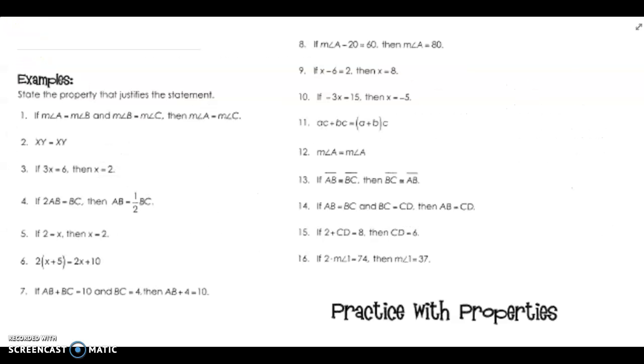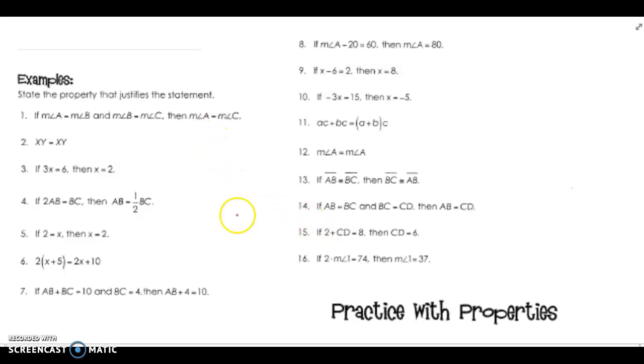Okay, so if you turn to the back of page 2, you'll see examples that look like this. Okay, I'm going to go over a couple, and then I'm going to let you try to figure them out, and then we'll come back and we'll go over the answers.